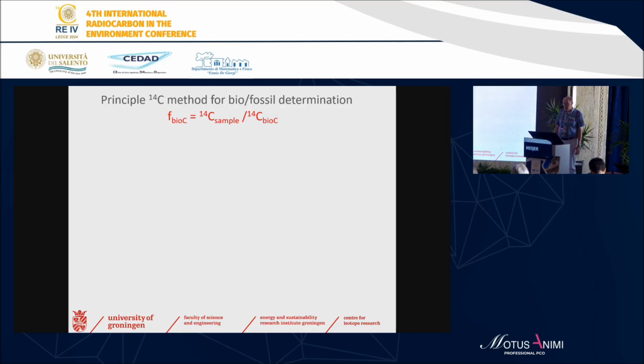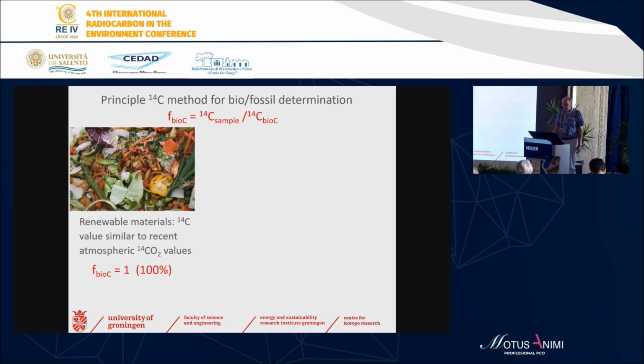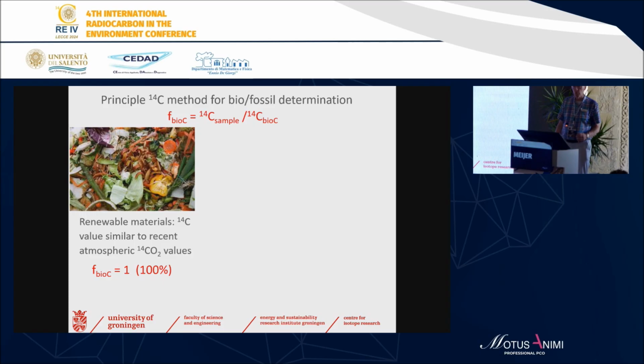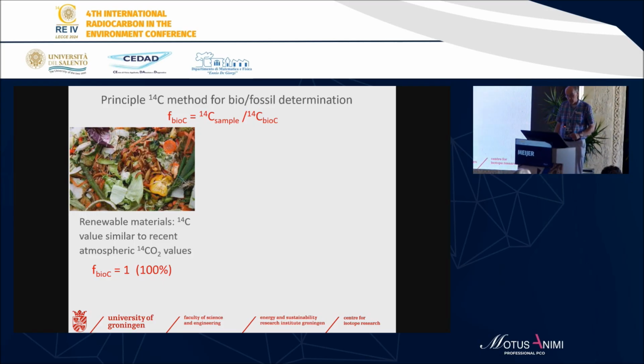The 14C method for biofossil determination is simply determining the 14C content of a sample. You compare it to what 14C from a pure biogenic origin would be, and the ratio of those is simply your fraction bio. Simple enough. And for renewable materials like the junk, the waste you see here, the radiocarbon is of course very similar to recent atmospheric 14CO2 values. So the fraction that you get out of this very simple formula is 1, or if you will, 100%.